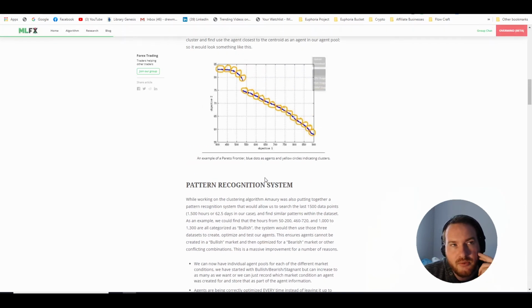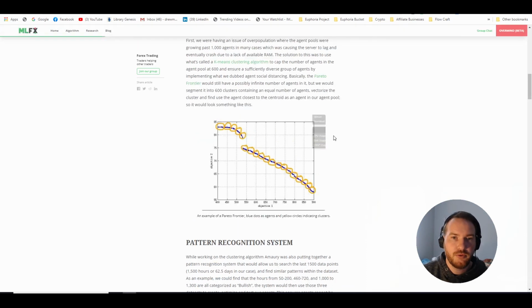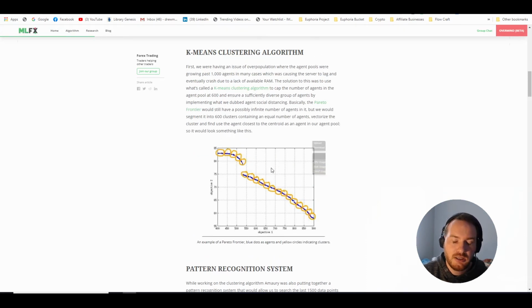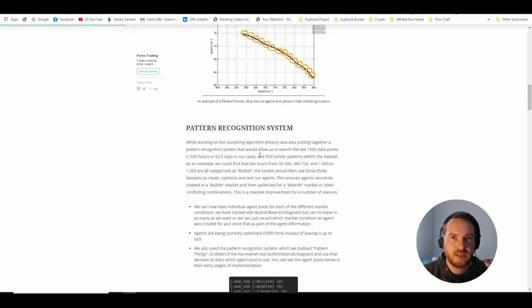While we were doing that, we also were working on a pattern recognition system, or I should say Armory was working on it. And this was sort of in conjunction with what we were doing here with the K-means clustering, sort of connected, but also one of the main reasons was we identified that the previous system was essentially randomly selecting data.